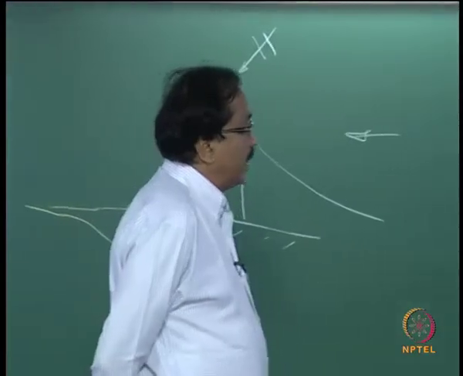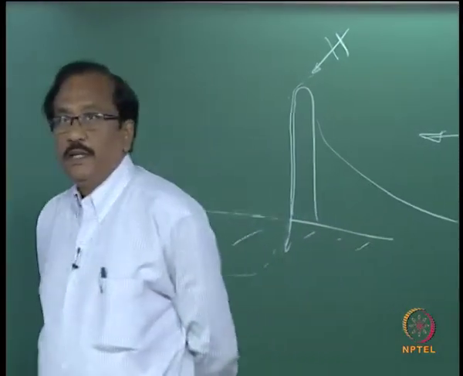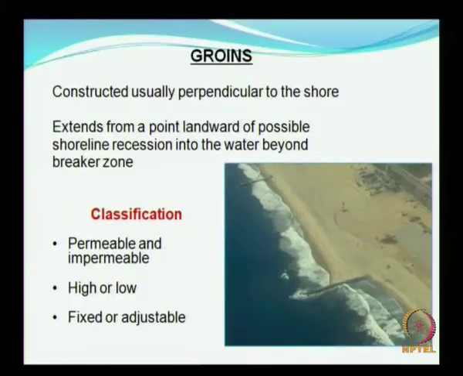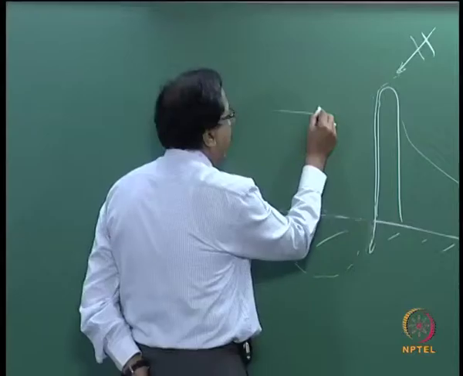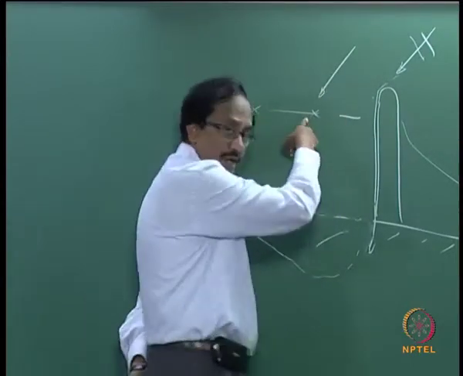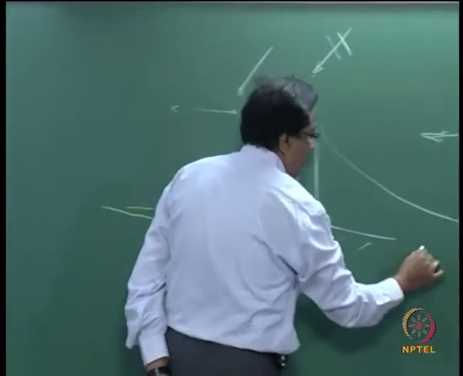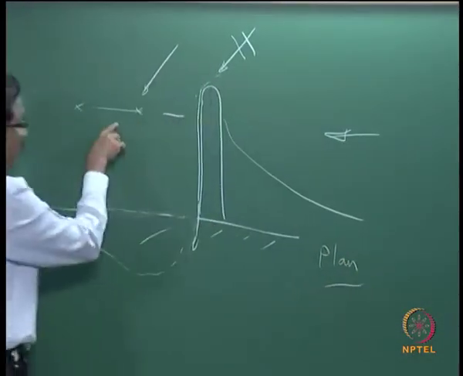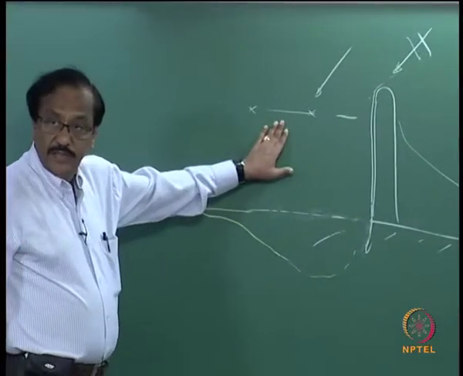So it is constructed usually perpendicular to the shore, and extends from a point landward of the possible shoreline recession into the water beyond the breaker zone. Why this beyond the breaker zone? As we have seen earlier, from the phenomenon of sediment transport, the sediment transport takes place only when the waves break. When the waves break, this is in plan anyway, this is the place where the waves break.